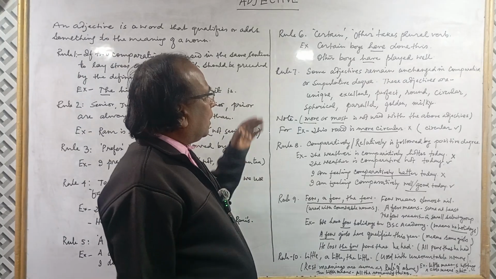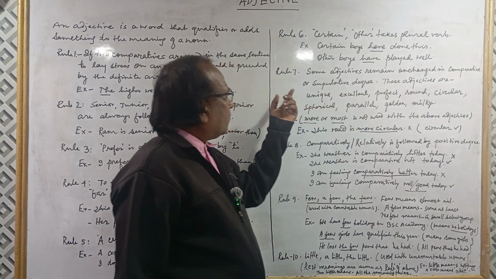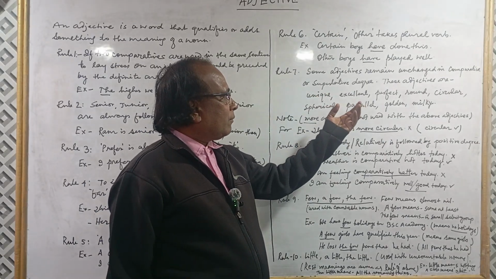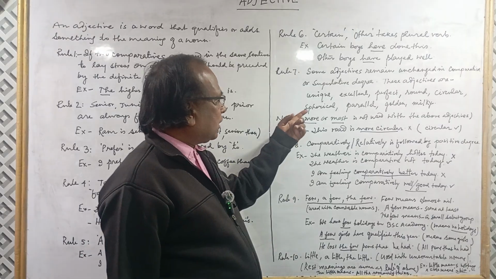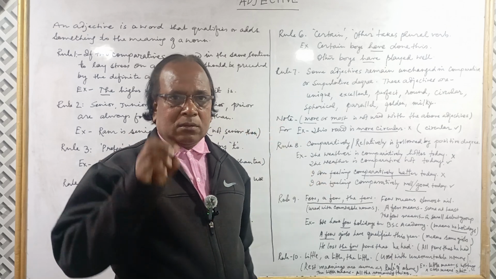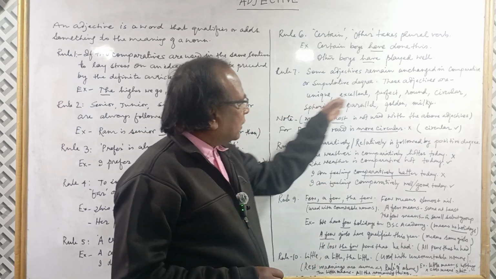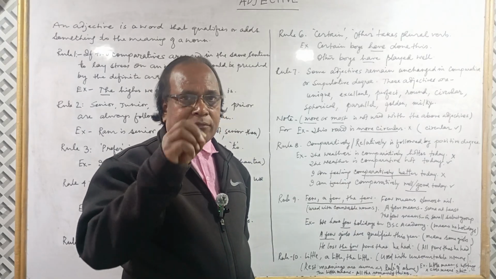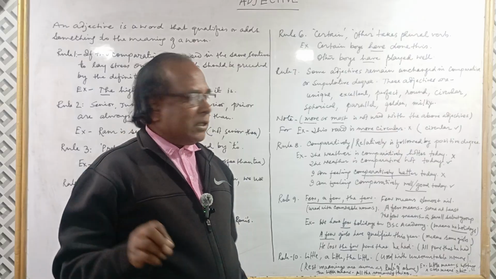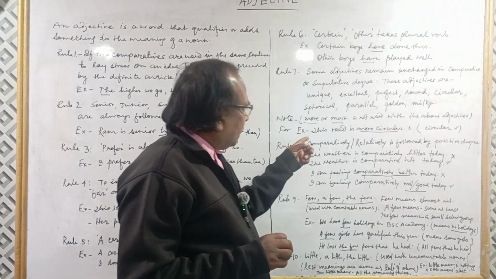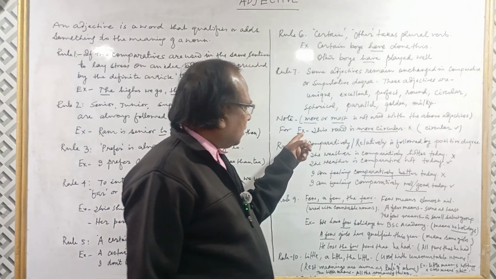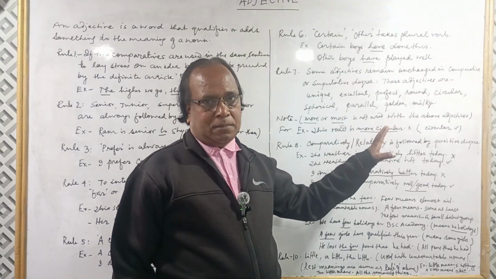Rule number 7. Some adjectives remain unchanged in comparative or superlative degree. These words are unique, excellent, perfect, round, circular, spherical, parallel, golden, milky, etc. So we don't use more or most before these adjectives. If we use more or most, the sentence becomes grammatically incorrect. So it is wrong to say this road is more circular. We should simply write this road is circular.